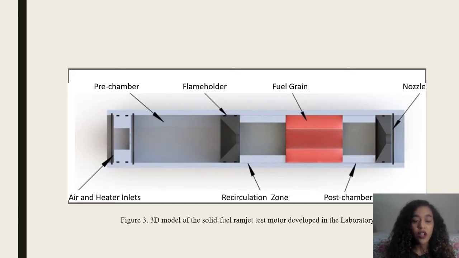Among other types, the solid fuel ramjet motor has several advantages: safety of storage, absence of moving parts, and simplicity of operation. However, it also has several disadvantages that complicate its implementation in the aerospace field, such as organizing efficient combustion in a high-velocity airflow and variation in the fuel mass flow rate due to the grain regression. Figure 3 shows the 3D model of the solid fuel ramjet test model developed in the laboratory.